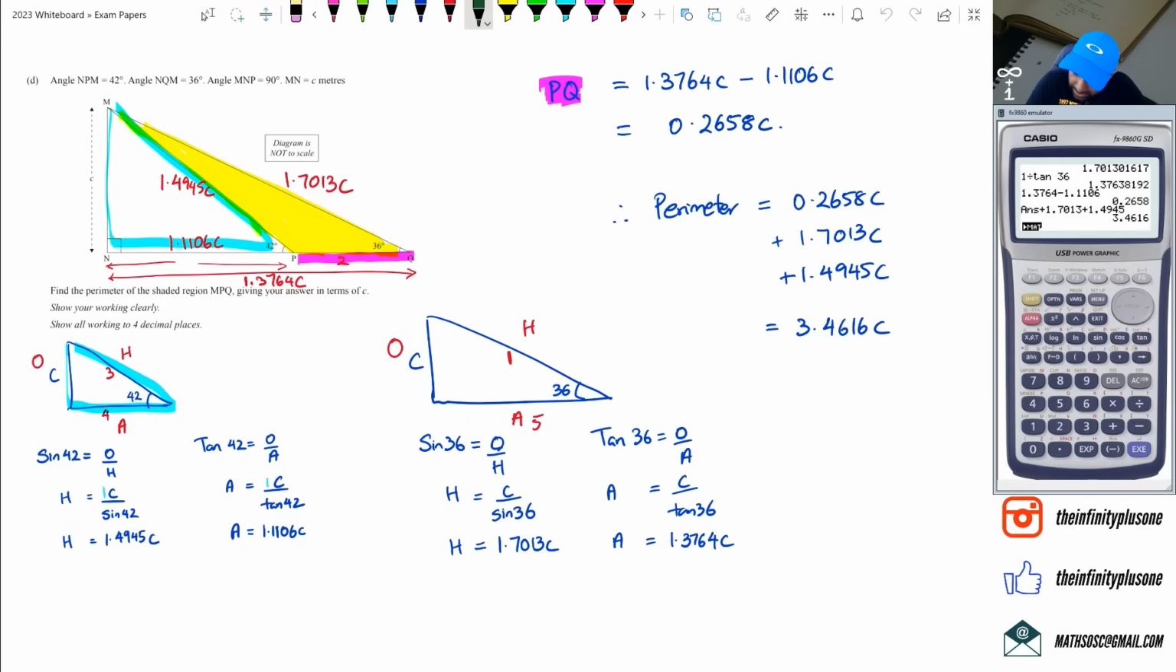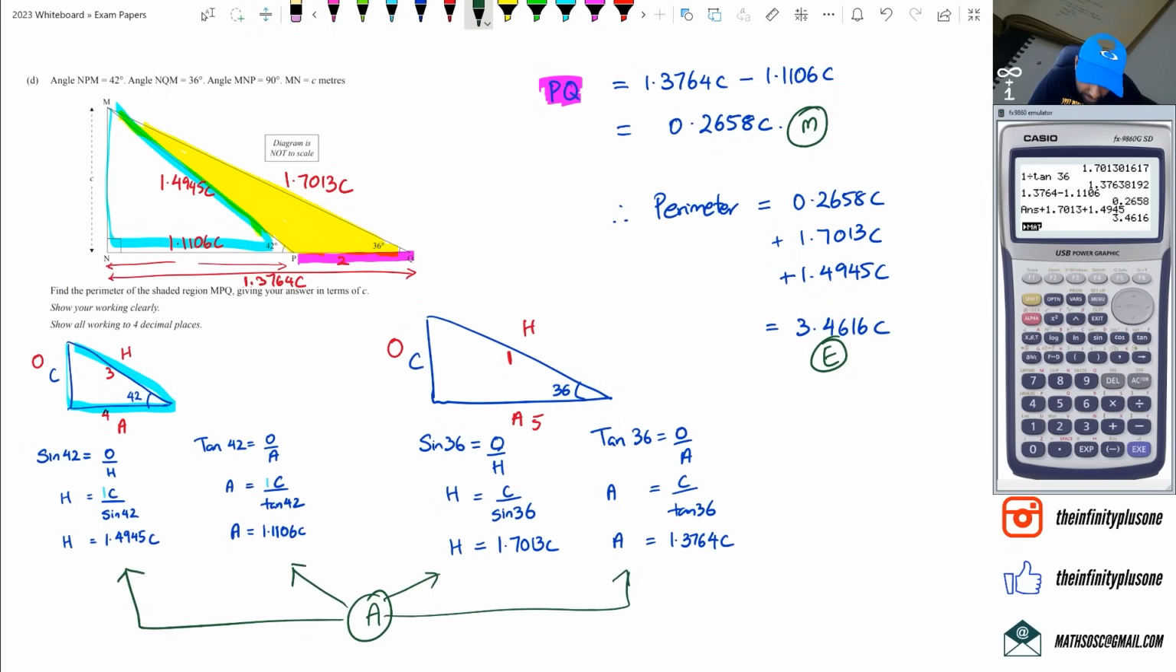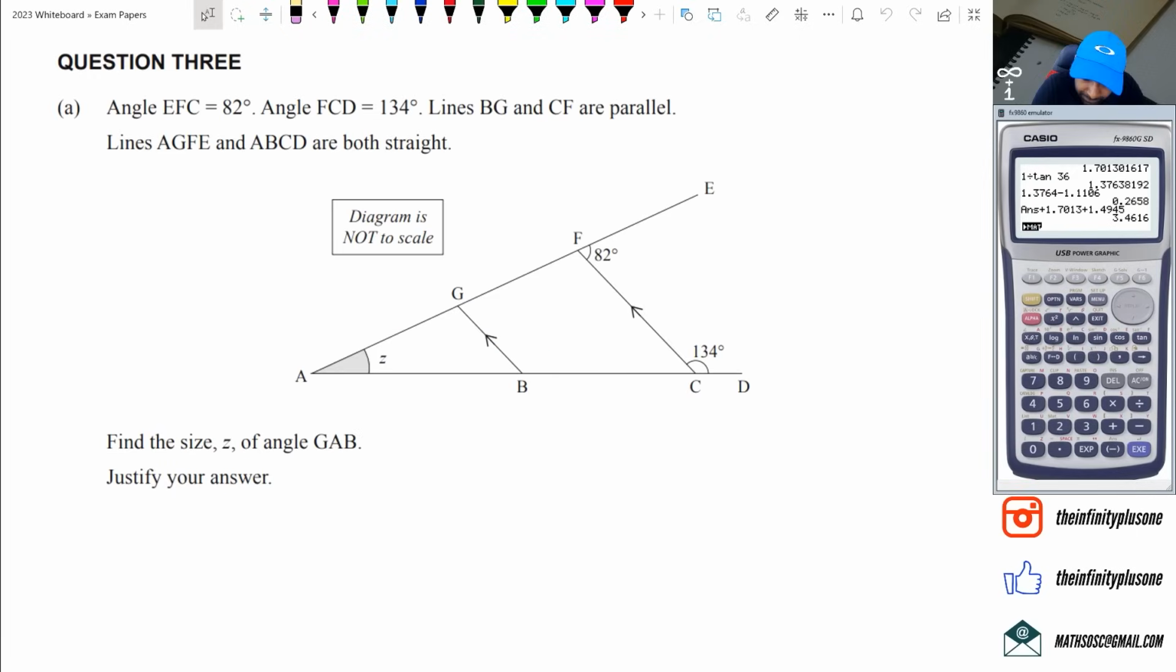So final grade is an excellence, finding with evidence of PQ. Getting up to here, you are looking at a merit, and any one of these 4 things that you have done here could get you an achieved for this question. Right, that's question 2. Off to question 3.